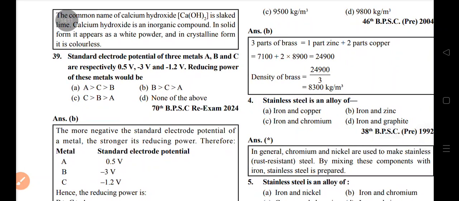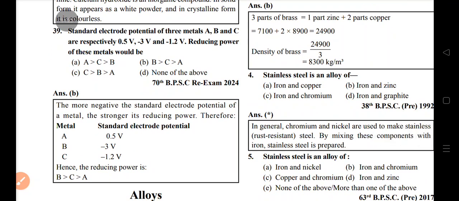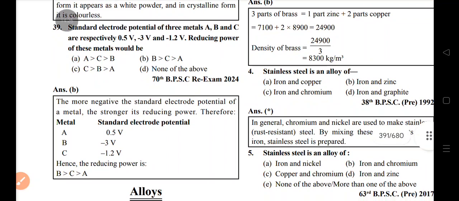Standard electrode potential of three metals A, B, C is respectively 0.5, minus 3 and 1.2. Reducing power of these metals: minus 3 is the highest, then 1.2, then 0.5.